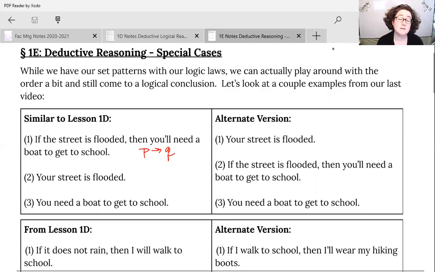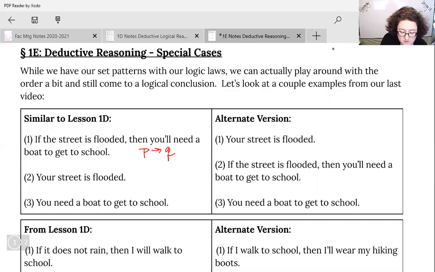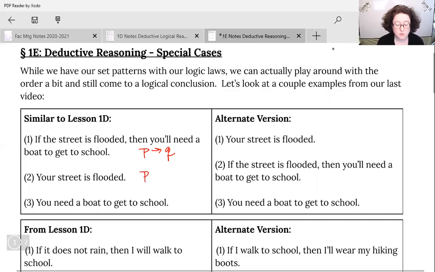Your street is flooded. It's a repeated idea from the first idea in the sentence. So that's our P statement. You'll need a boat to get to school. Well, wait a second. That's the same idea that we already labeled as kind of our Q statement. So this is definitely a valid argument. Technically, this is our detachment. And this is indeed a valid argument that we can make on this.